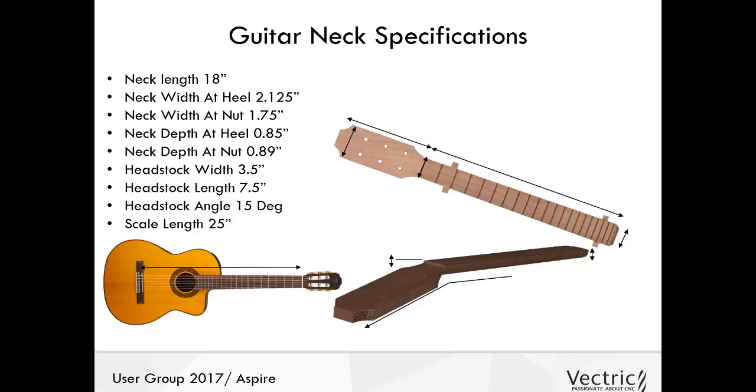So we've got a neck of 18 inches, and you can see that we've got a headstock angle of 15 degrees, and we're going to use a scale length of 25 inches. And we're also going to use 20 frets in that as well.